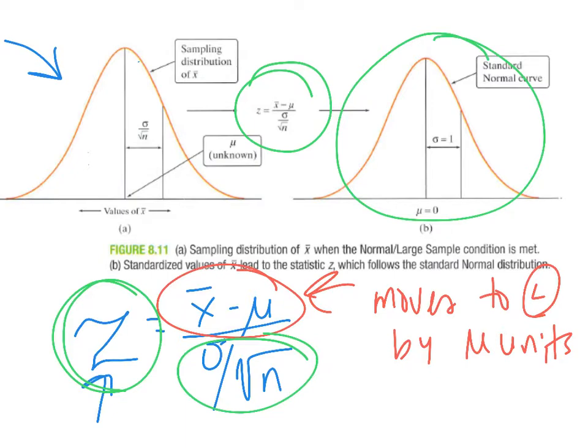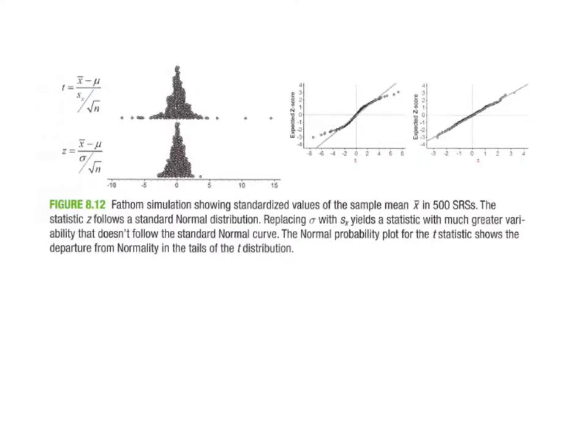Let's look at this graphic right here to help make a little more sense of this. What we've done here is a Fathom simulation, and I've got a sample mean from 550 simple random samples. These are sampling distribution graphs right here, and this top one has been standardized, and we used the standard deviation of the sample to do that.